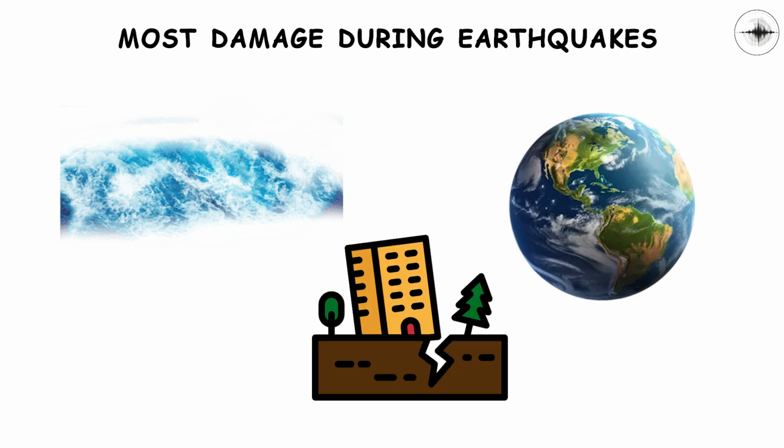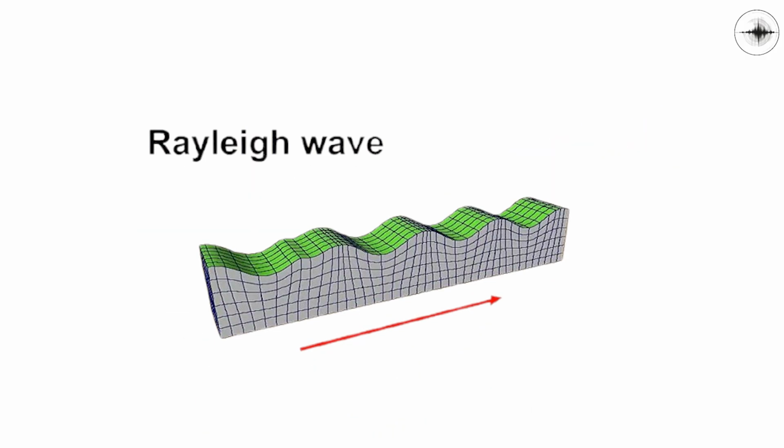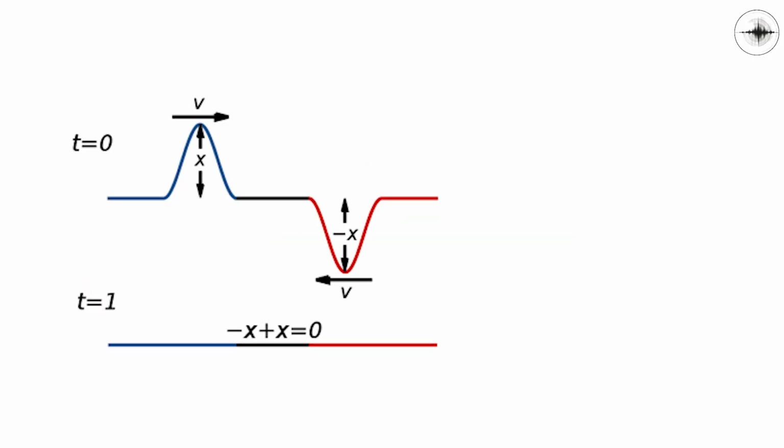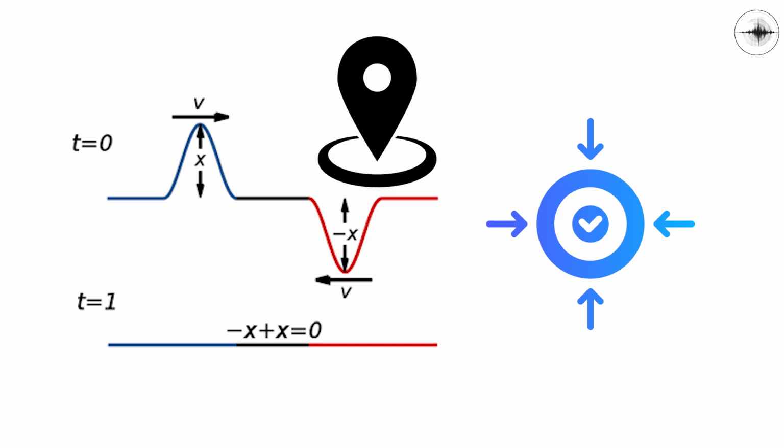Surface waves, as their name suggests, travel along the Earth's surface and usually cause the most damage during earthquakes. There are two main kinds, Love waves, which move the ground side to side, and Rayleigh waves, which create a rolling motion, like waves on the ocean. The combination of these waves determines how intense the shaking feels at any given location.